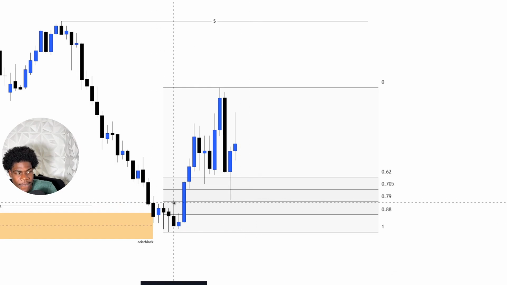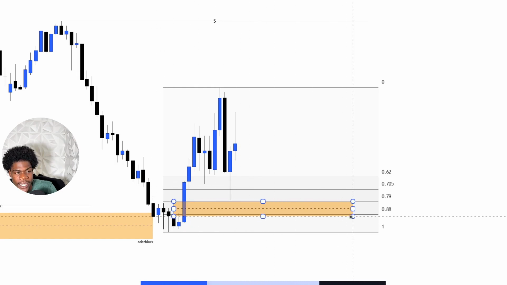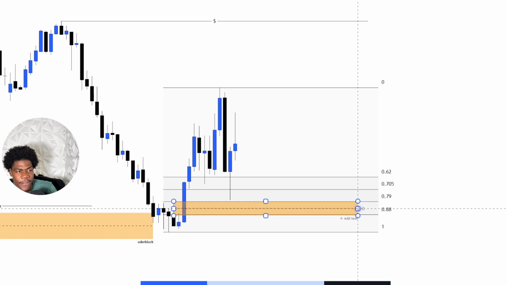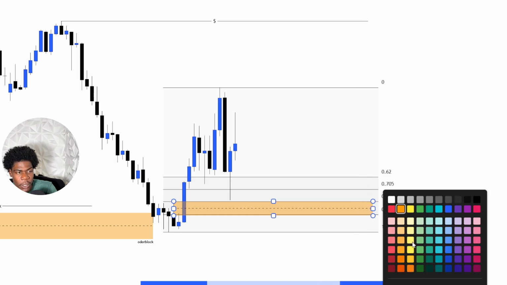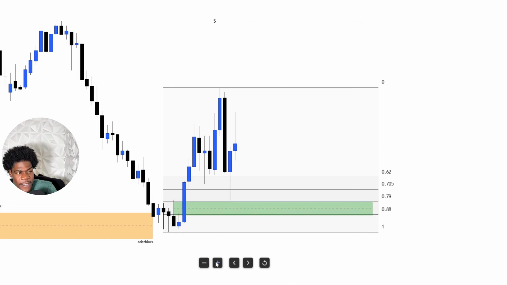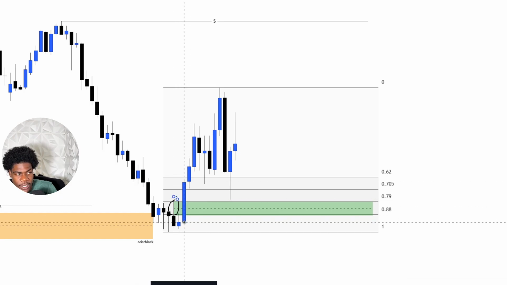We see that price haven't mitigated our 0.709 zone yet. So this right here is still a valid OTE. And also we see that it's aligned with this broken old candlestick right here. So this is another confluence. This is a broken rejection. As you can see, price violently broke through it, and it's also aligned with our 0.709 OTE level. So this right here is where I want to place my trade.